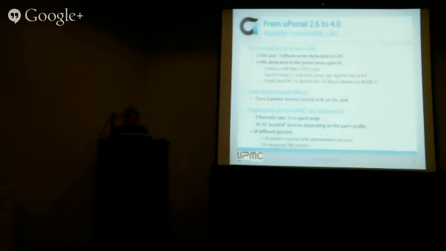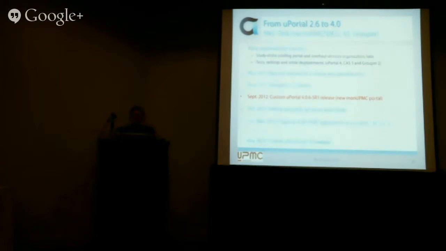We chose to organize the new monUPMC portal with 9 thematic tabs, with only 3 on the guest page. We have pushed around 20 or 30 services depending on the user profiles, and we use 20 different portlets. So, basic portlets, portal portlets, and specific developments of UPMC. We have around 50 advanced CMS portlets and around 130 portlet instances with administration services.